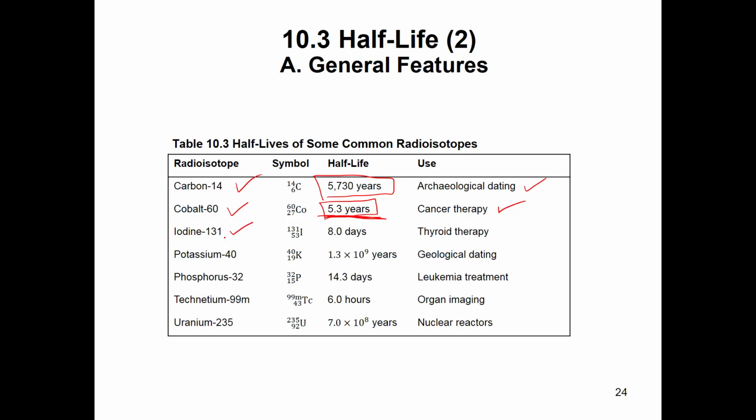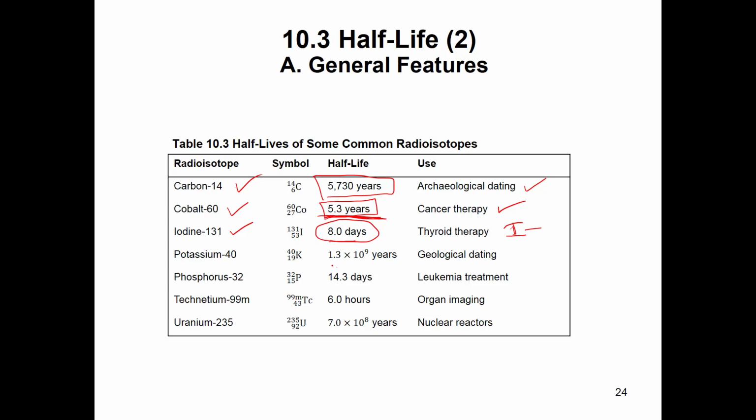Iodine-131 is something we use a lot for thyroid therapy. We have a lot of iodine molecules that are associated with our thyroid hormones, and so they collect in your thyroid, and so we can use iodine-131 to go in there and destroy some of the thyroid tissue if we need to. Notice it's only an 8-day half-life, and that's a good thing because eventually you're going to urinate, and that's going to come out in your urine.